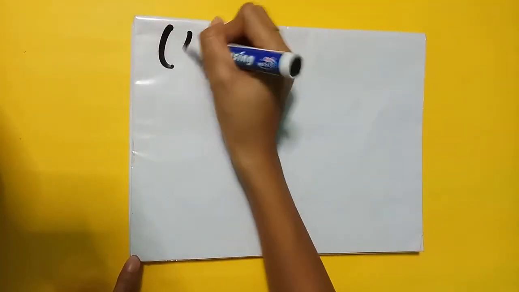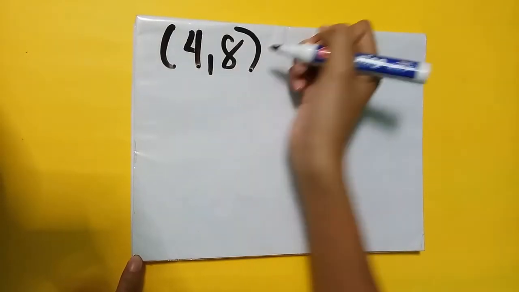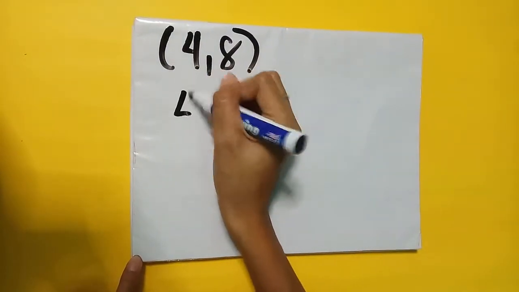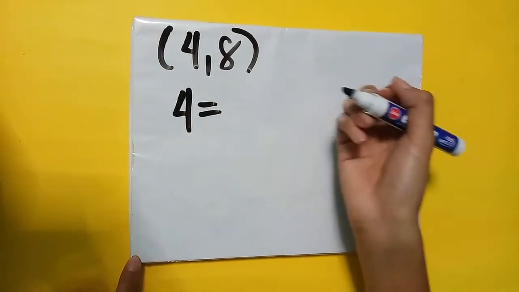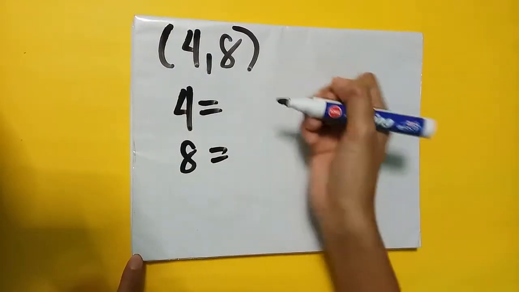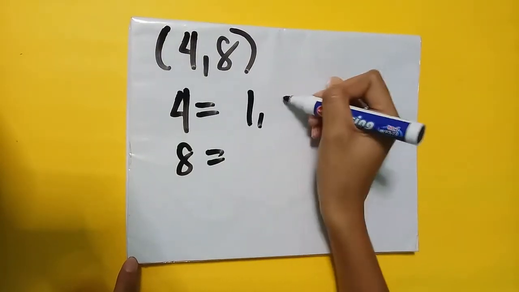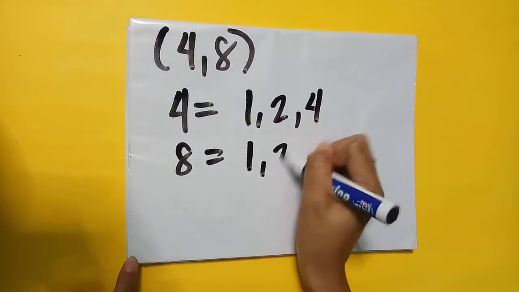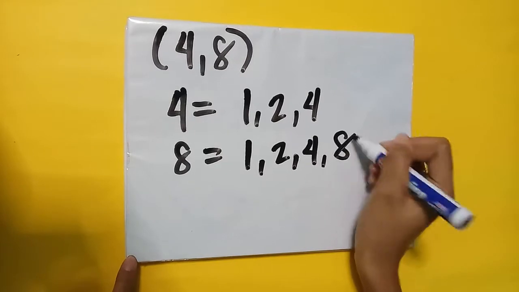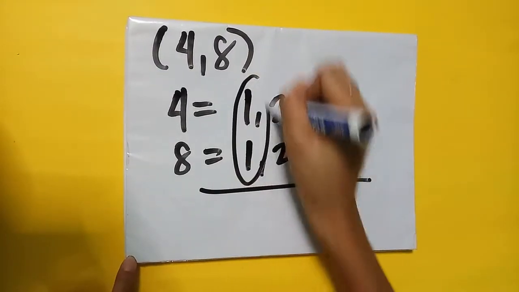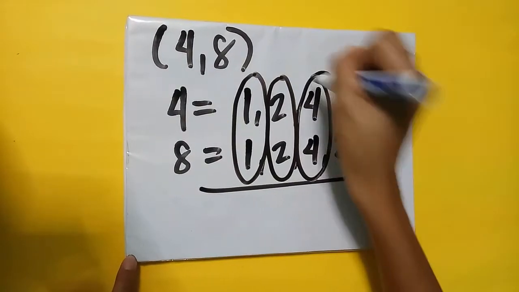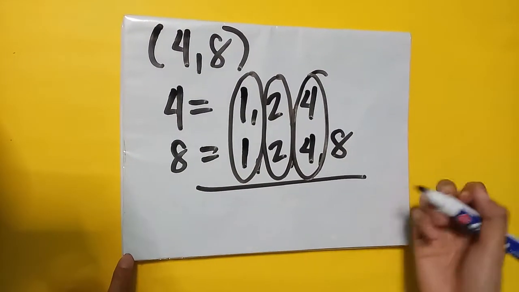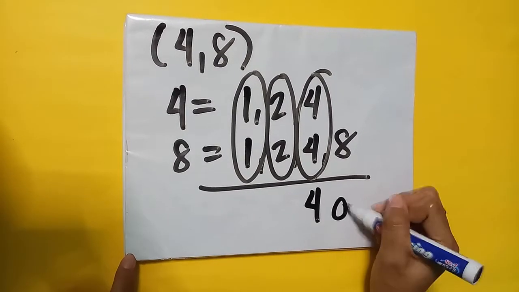Now let's have an example of using the listing method. For example, we are going to find the GCD of 4 and 8. To find the GCD of 4 and 8, we will list all the possible factors of 4 and 8. The possible factors of 4 are 1, 2, and 4. While in 8, we have 1, 2, 4, and 8. So they have common factors of 1, 2, and 4. We will choose the highest factor, which is 4, and that would be our GCD.